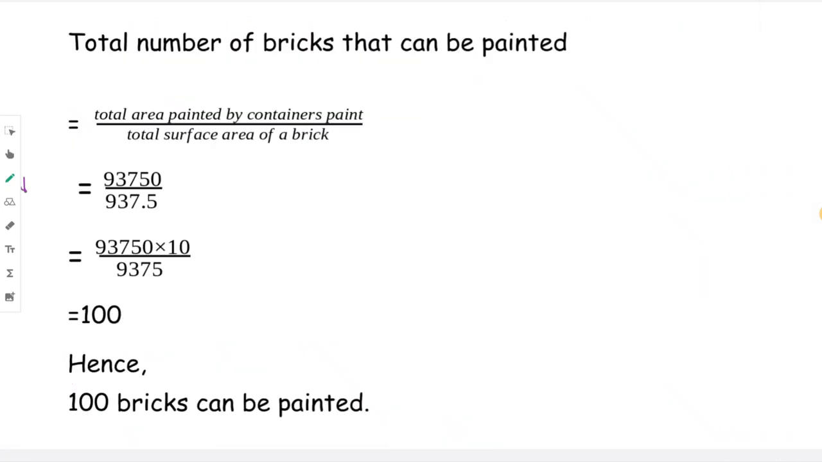Now we just have to divide to get the total number of bricks. You can see here, the total area painted by the container's paint divided by the total surface area of one brick. So I've written the values which we already know. Now I'll try to remove this point. So what happens? It will be 9375 divided by 10. That is how you remove the point.